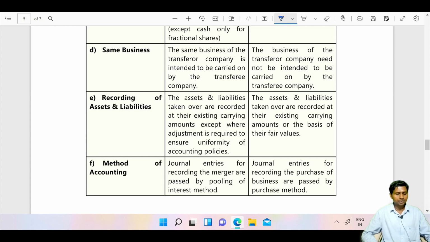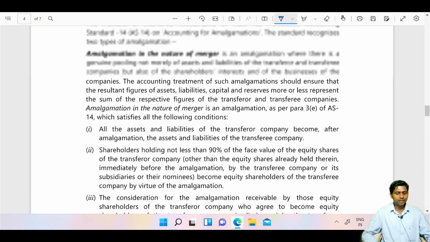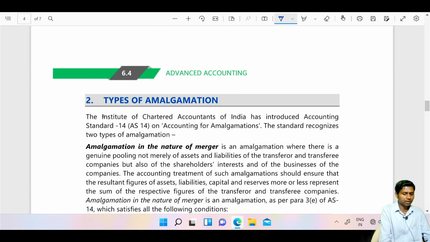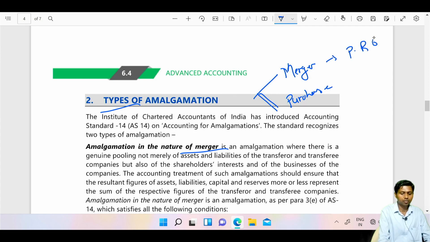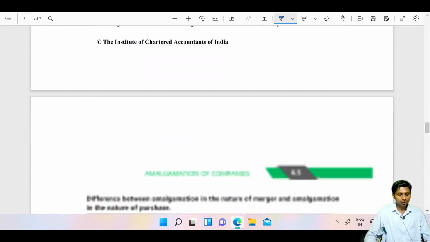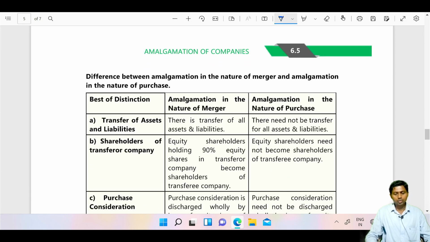Now after understanding this, the methods of amalgamation. Only two methods, my dear students, or types of amalgamation. First, amalgamation in the nature of merger, and second, amalgamation in the nature of purchase. For merger, we have the pooling of interest method, and for purchase we have the purchase method. Now when to use merger and when to use purchase? If you satisfy all 5 conditions, then you can use amalgamation in the nature of merger.